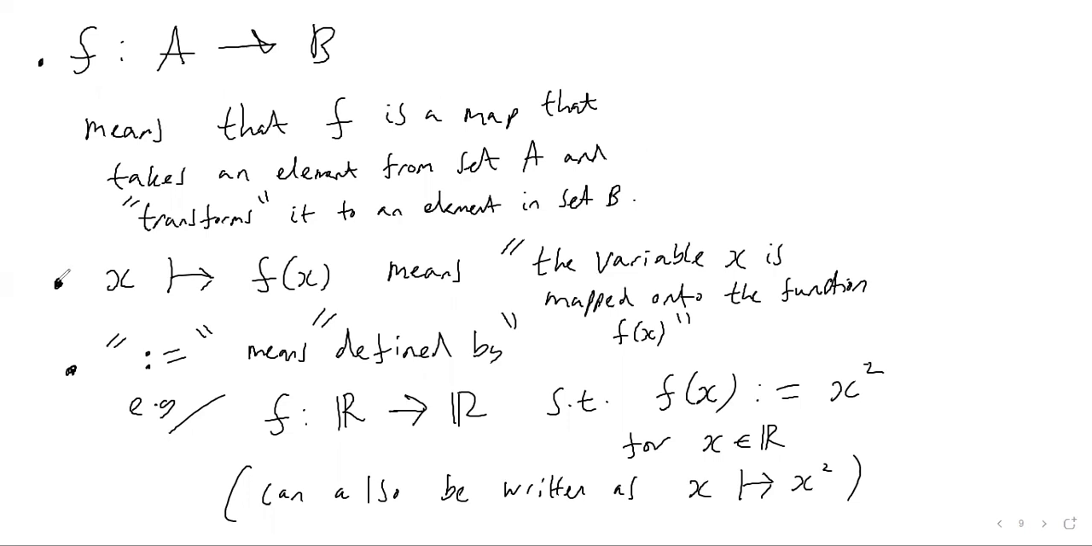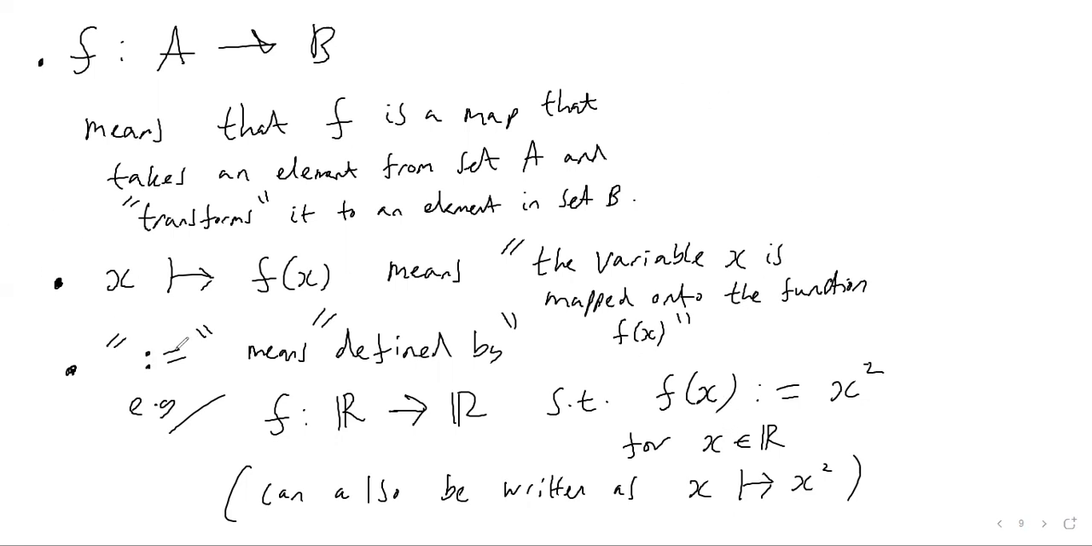You also have this notation as well, so x and then a straight line with an arrow to f of x. That means that we're mapping the variable x onto the function f of x. So, like an example I've done down here, if you map x onto x squared, you're just taking a number x and then squaring it. That's all that kind of notation means.